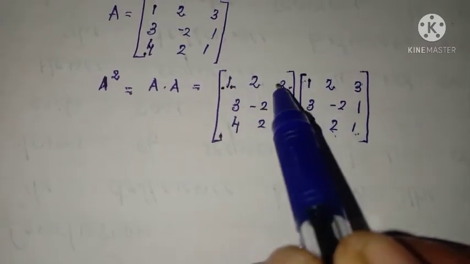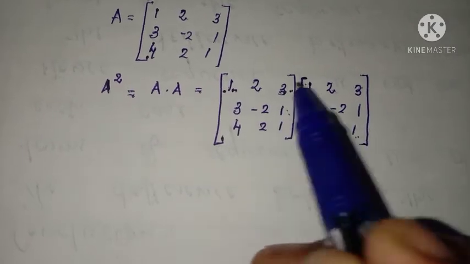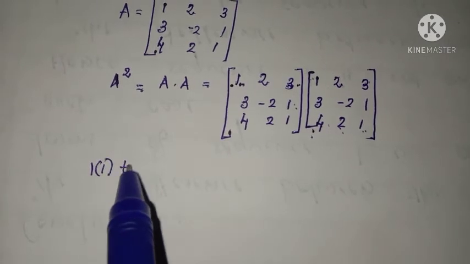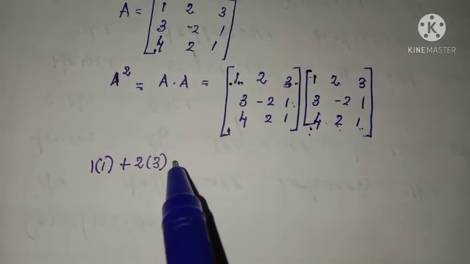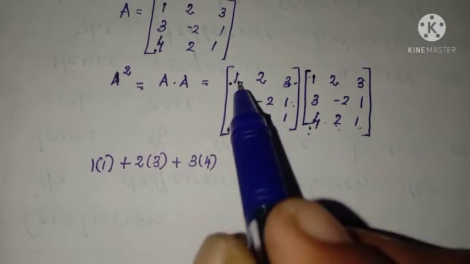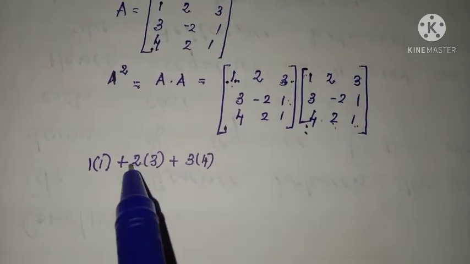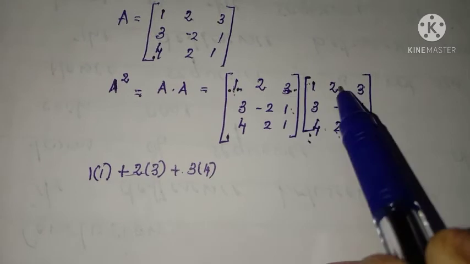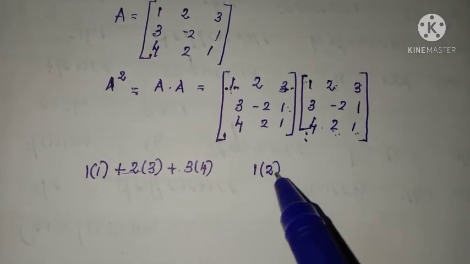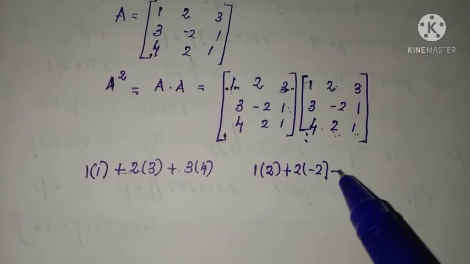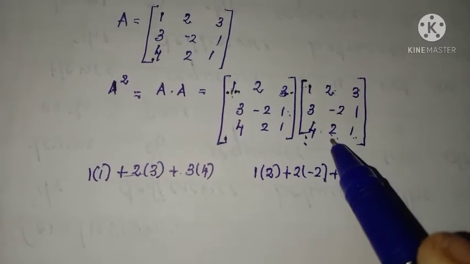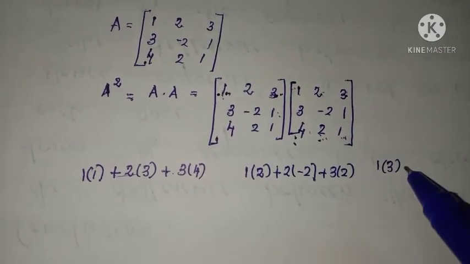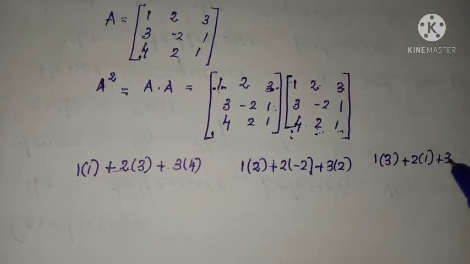Consider the first row 1, 2, 3. Multiply this row with the first column elements, that is 1 into 1 plus 2 into 3 plus 3 into 4. First row, first column, and take their sum. So the first column is over. Similarly first row, second column: 1 into 2 plus 2 into minus 2 plus 3 into 2. So the second column is over. Now first row, third column: 1 into 3 plus 2 into 1 plus 3 into 1.